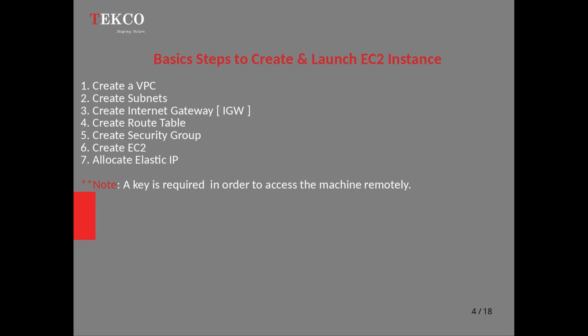Okay, so here are the few basic steps which we will perform while creating the EC2 instance: create a VPC, create a subnet, create the internet gateway, set up the route table, create security groups, create the EC2 instance, and then allocate the IP address. And then at the end, we would need a key to connect to the EC2 instance from a remote machine.